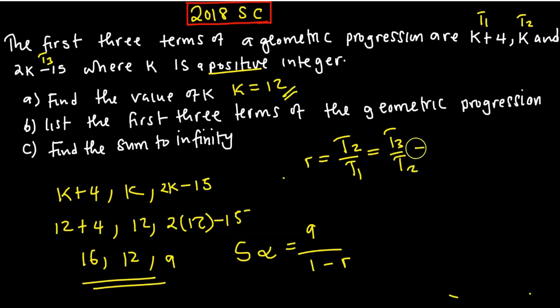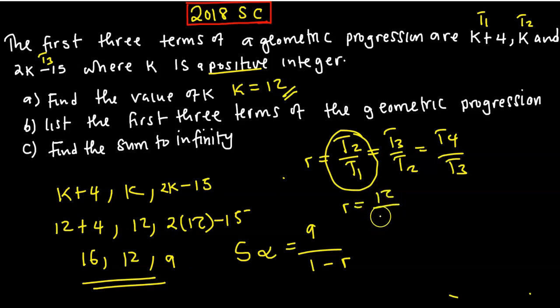So you can go on term number 4 divide term number 3. Now here we are going to use just term number 1 and term number 2 since we have them. So common ratio is equal to term number 2, which is 12, divided by term number 1, which is 16. If we reduce this, what are we going to have? 4 can go into 12 3 times, 4 can go into 16 4 times, so 3 over 4. That is the common ratio.